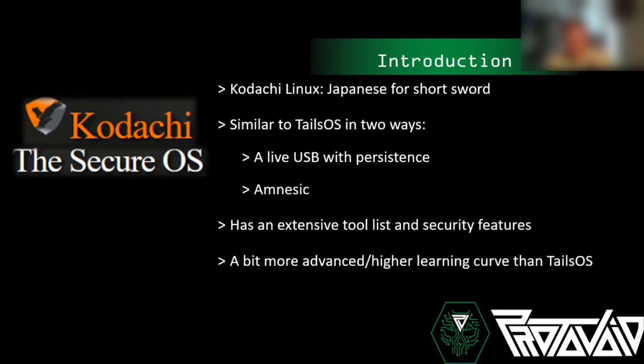Like I said, these two are very similar, in kind of only two ways though. It's a live USB that can have persistence, and it's amnesic. Kodachi actually says that they are anti-forensic, which is actually kind of important for some of this stuff. So, Kodachi, what is the biggest difference?